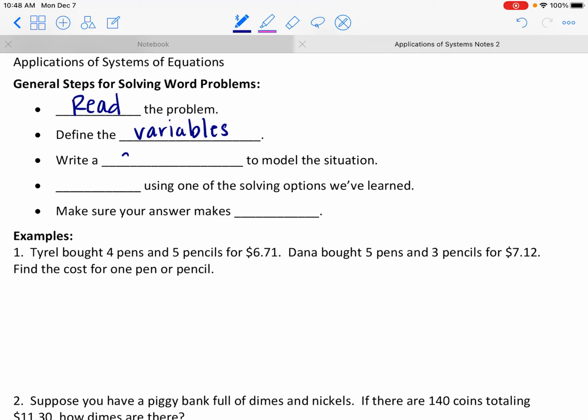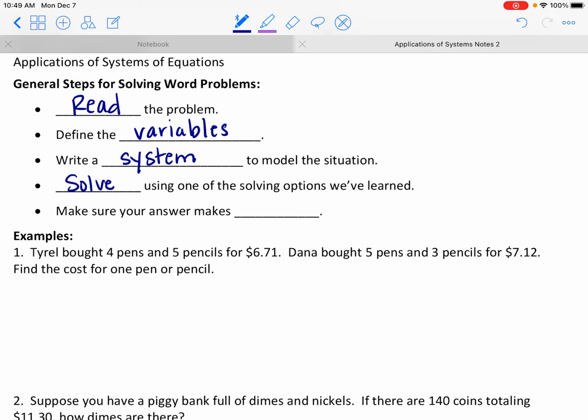And the hard part is going to be to write a system that models the situation, and just make sure you're writing equations for the information that you're given. And I'm going to try to model each of the types that you could encounter in your practice and or on your quiz. And you're going to solve using one of the options that we've talked about, whatever's going to work best for you. I would probably lean toward technology. If you like matrices, knock yourself out, but I'm going to stick to technology myself because it's probably going to be the quickest and most efficient way.